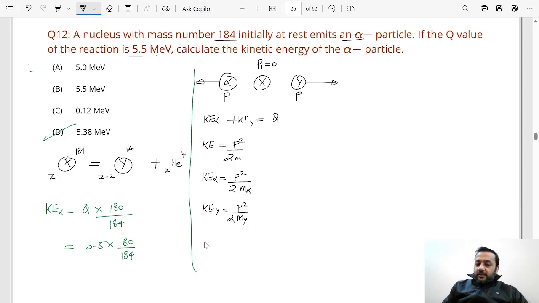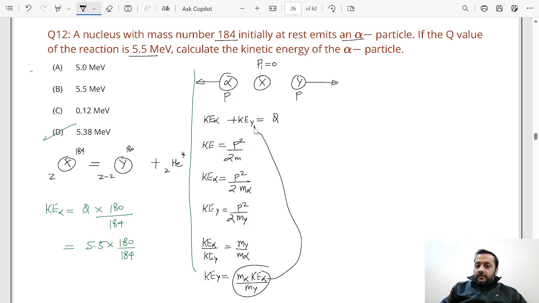So from here if you take the ratio KE alpha upon KE Y, this will become how much? Mass of Y upon mass of alpha. So look, from here suppose I want to find the KE alpha. What will I do? I will find the value of KE Y as m alpha KE alpha divided by m Y. Now this value I will put in this equation. So the moment you do this, look, what will we get?